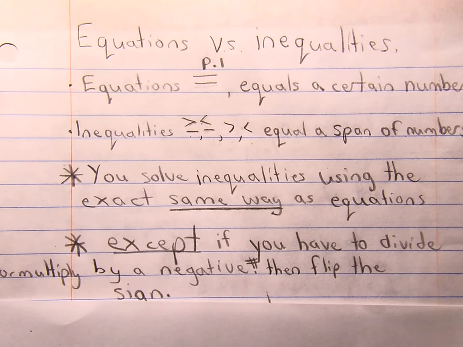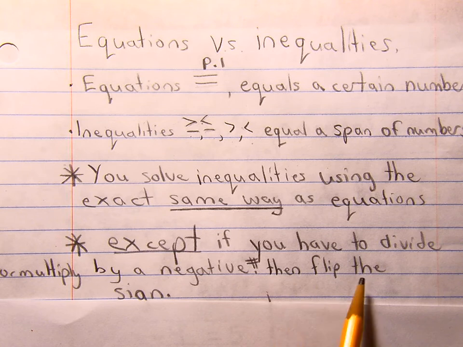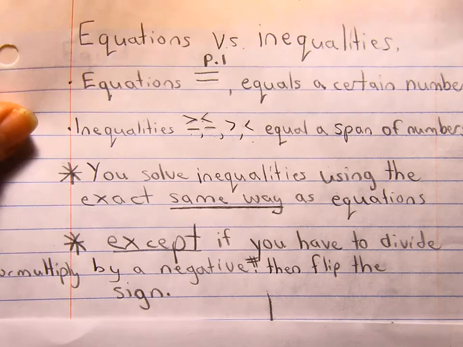Okay, so you solve an inequality using the exact same methods as you would with solving an equation, except one thing. If you have to divide or multiply by a negative number, then you have to flip the sign. Okay, so let's look at this in action.